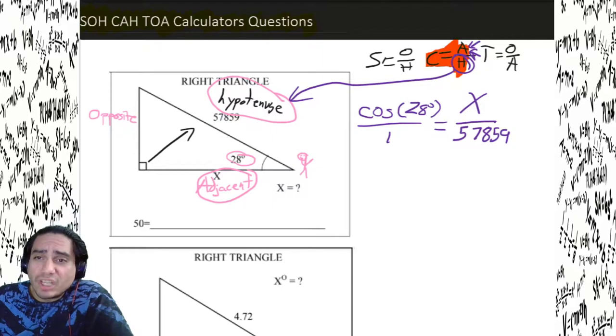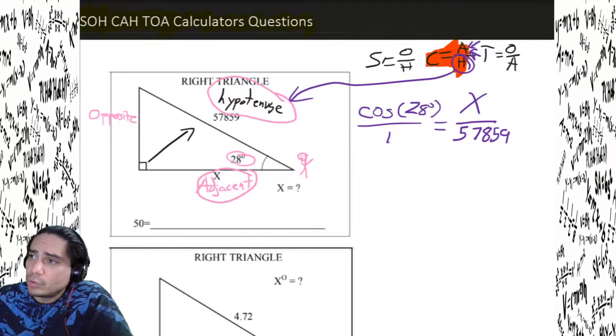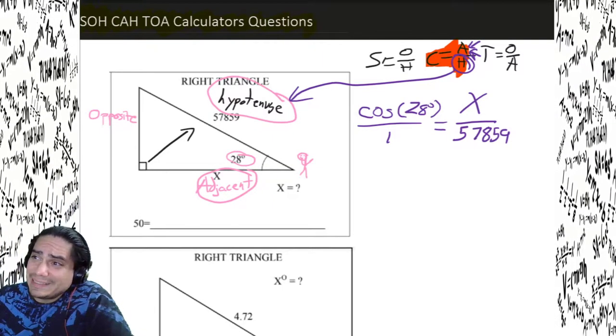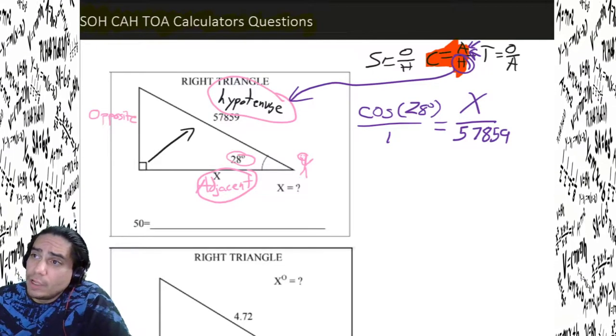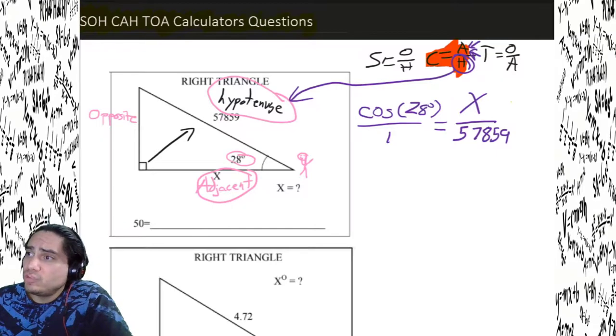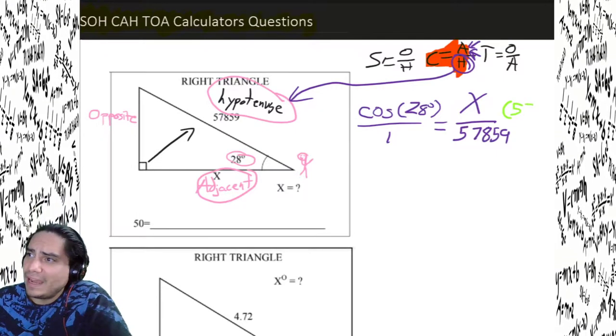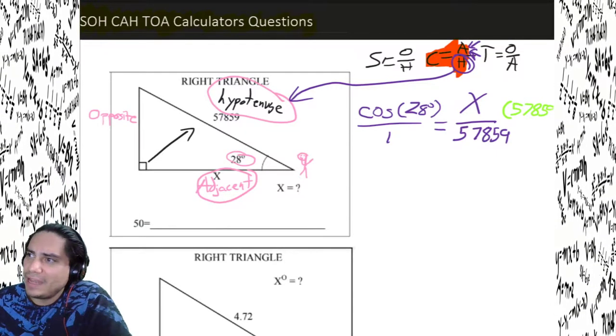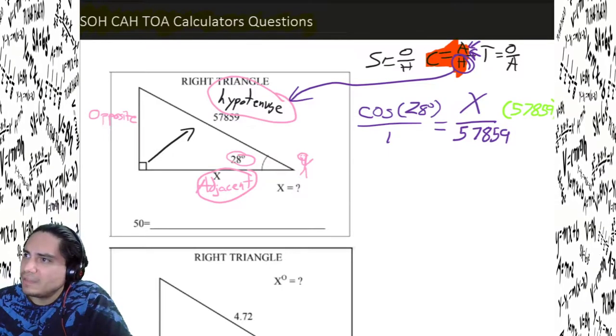All we've got to do is set up the proportion, okay? We want to isolate this x. We want to put this x by itself. So the first thing that we're going to have to do is multiply both sides by 57,859. We're going to multiply both sides by that.